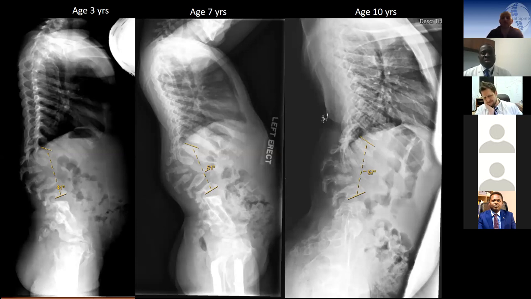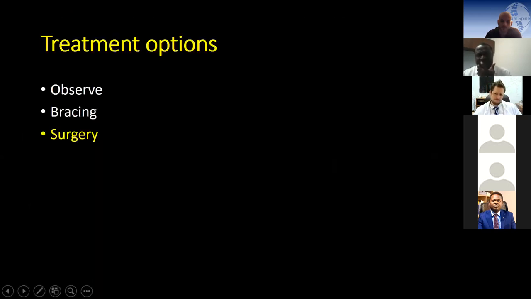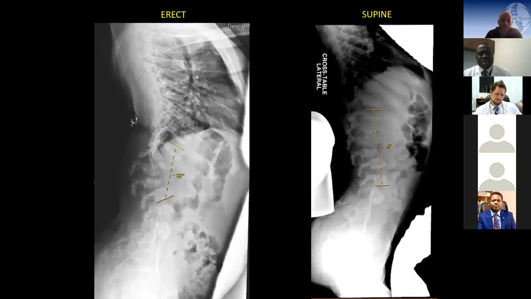And so the image to the right shows the thoracolumbar kyphosis of 57 degrees. This is a cross-table flexibility x-ray. I think it's, what is it, lateral supine? Oh, I can't see the top, so just please forgive me.